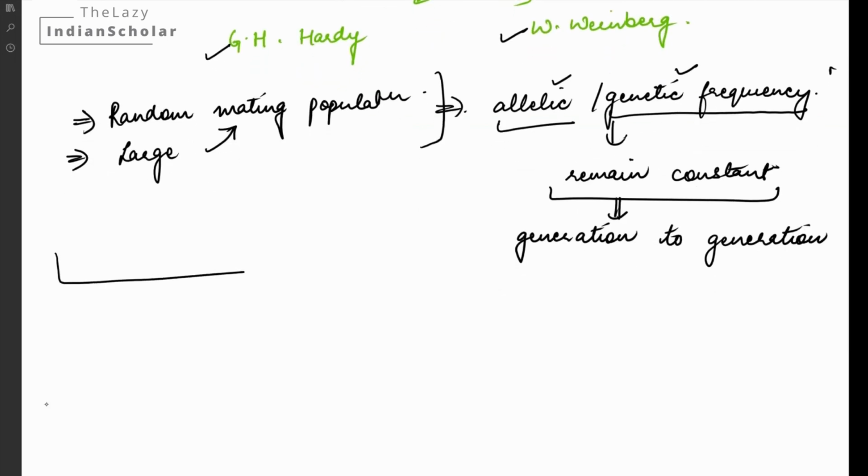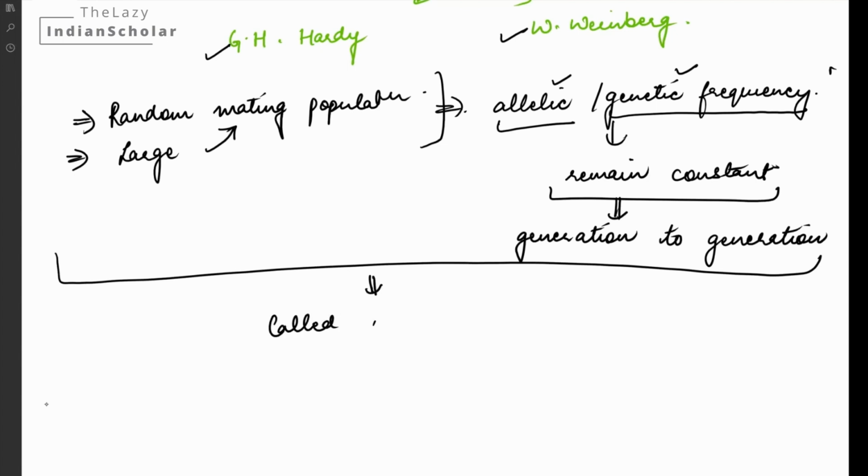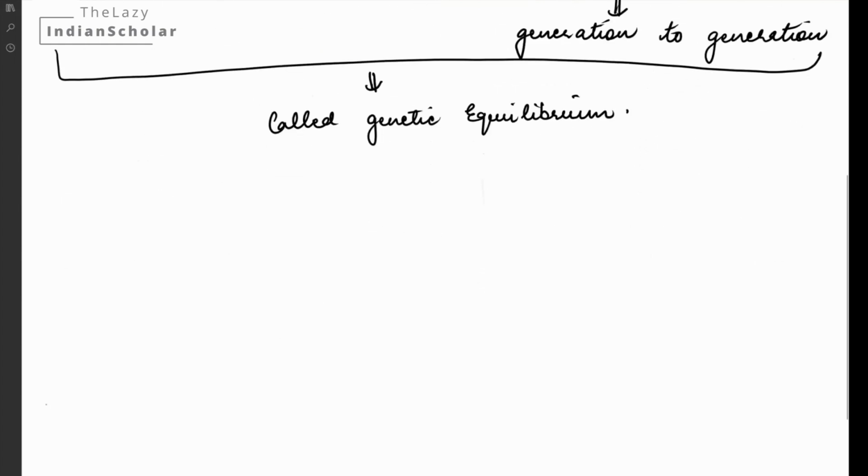And this definition is further called the genetic equilibrium. So the definition here is that in a large random mating population, the allelic or genetic frequency should remain constant generation after generation, and this is known as the genetic equilibrium. So let's take a large population size.